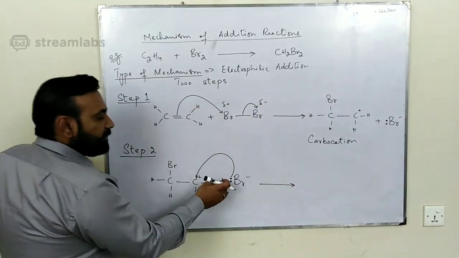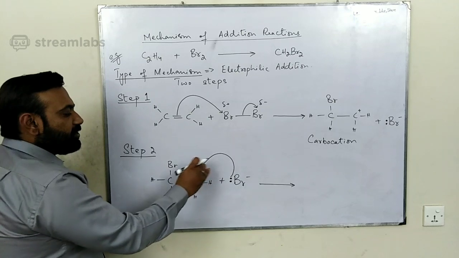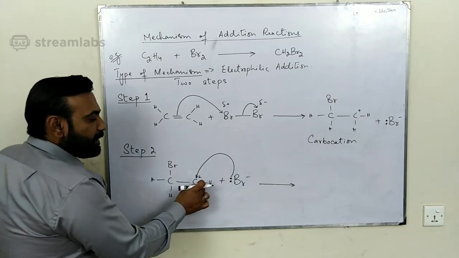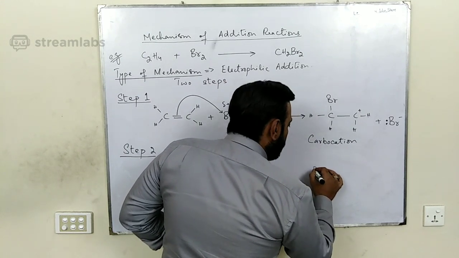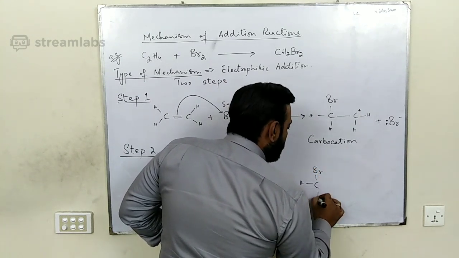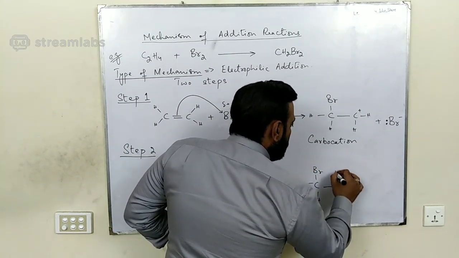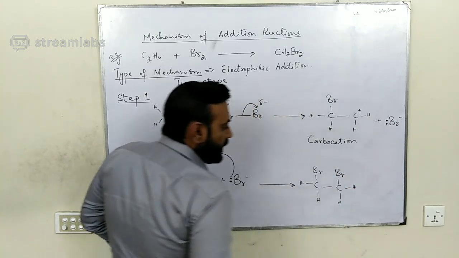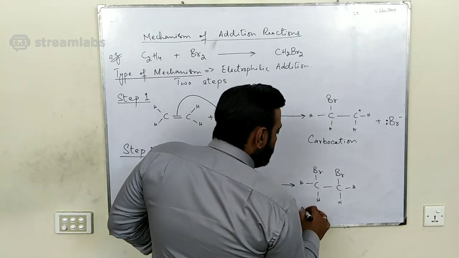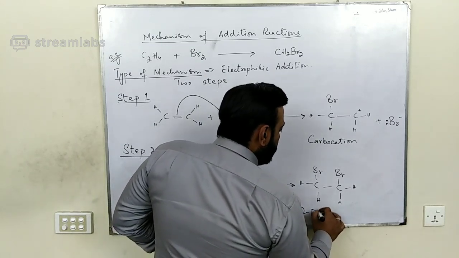Now this means that this electron pair is being shared between this carbon atom and the bromine atom. And that will lead us to the product of this reaction, which is 1,2-dibromoethane.